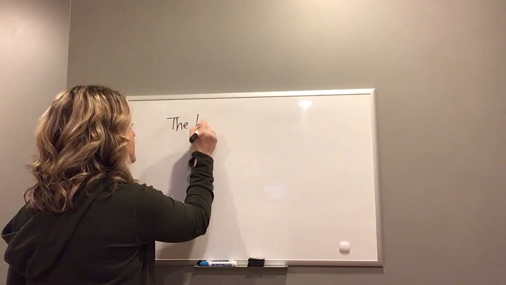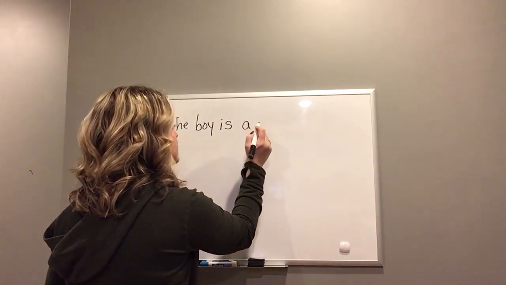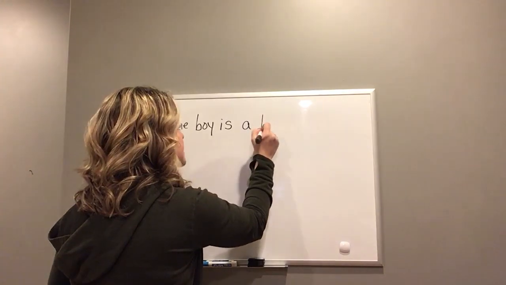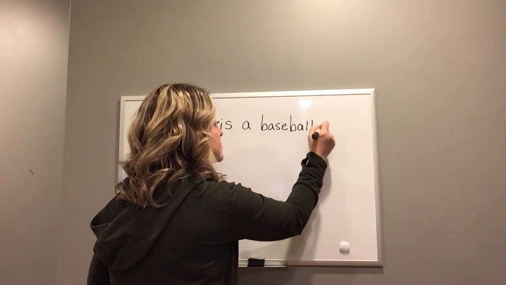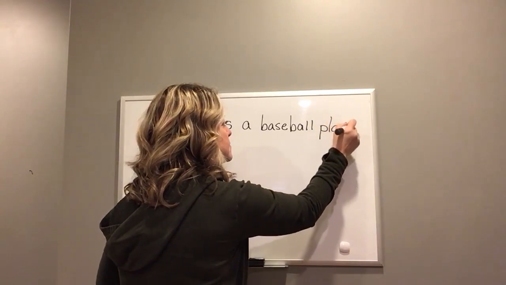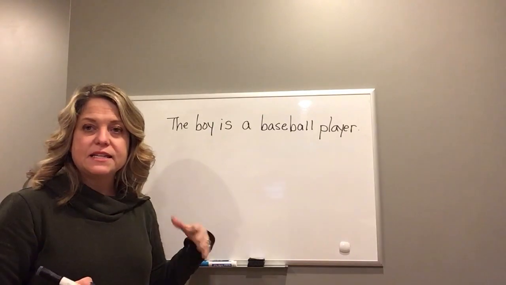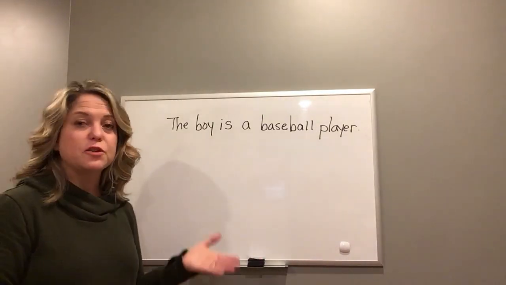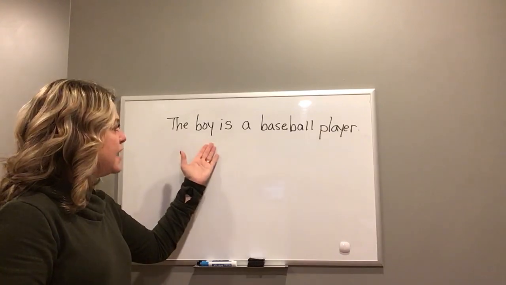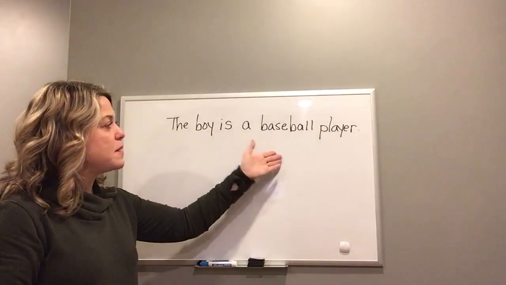the boy is a baseball player. Okay, so this is a simple independent clause, and if we look at it and pick out the verb, we would see right away that "is" is a verb. The boy is a baseball player.